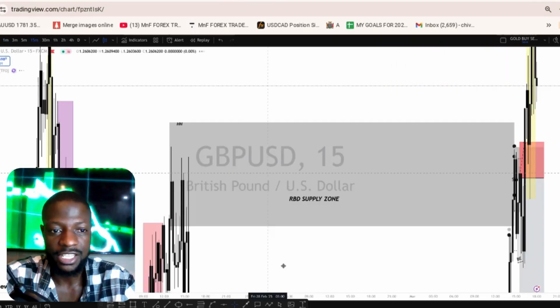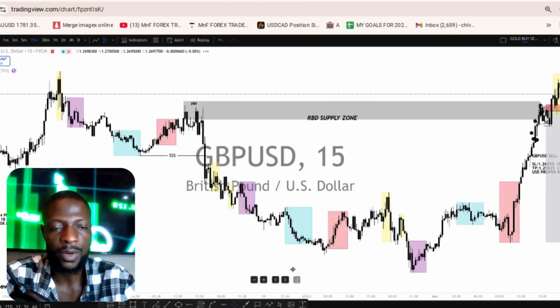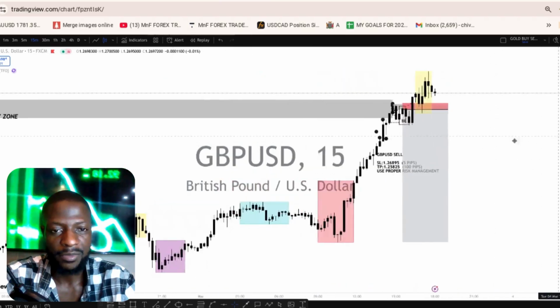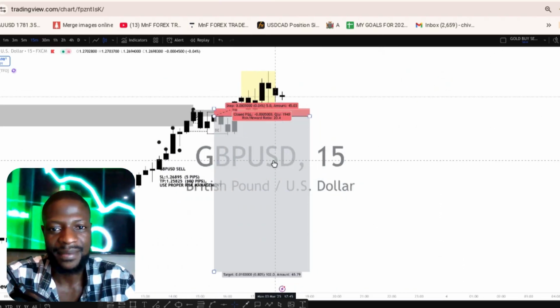Unfortunately, this trade ended up losing and I lost about $150 on this particular trade, and I was potentially going to make about 20 times that.